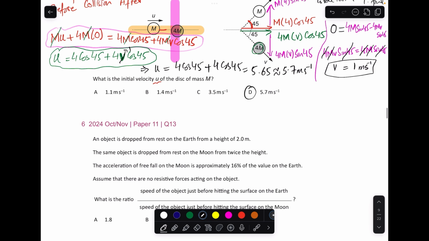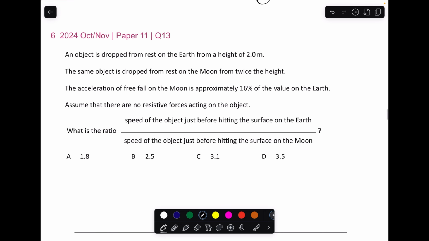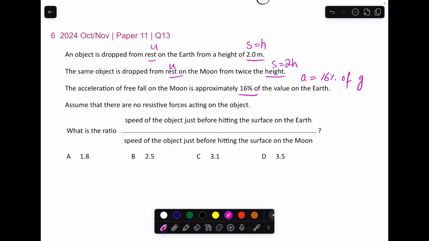Okay, and the next question, an object is dropped from the rest on the earth from a height of this, so s is equal to h. A same object is dropped from the rest, okay, both are starting from the rest, on the moon from twice the height, so there s is equal to 2h. The acceleration of the free fall on the moon is 16% of the value on the earth, so its acceleration a on the moon will be 16% of acceleration on the earth, that is g. Assume that there is no air resistance. You have to find these ratios.